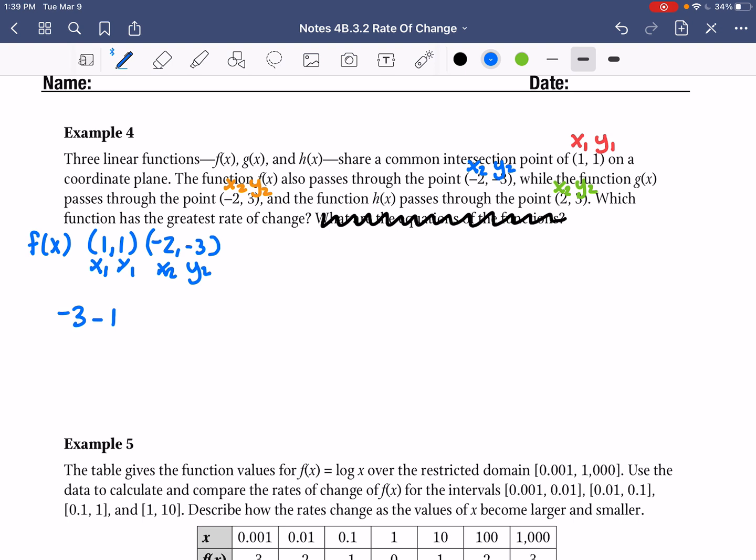y2 minus y1 over x2 minus x1. I get -4 over -3. Negative divided by negative is positive, so it's 4/3. That's the slope. All right, my next one is g of x.